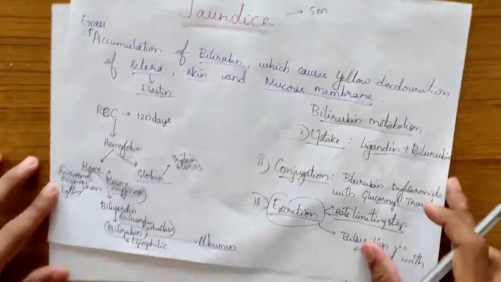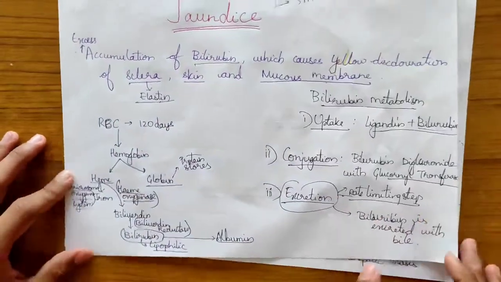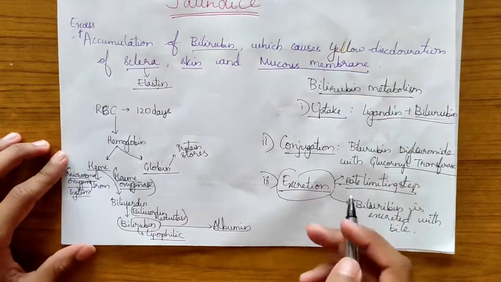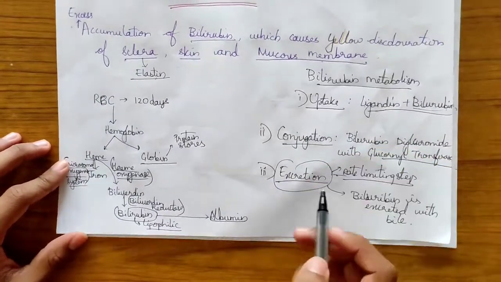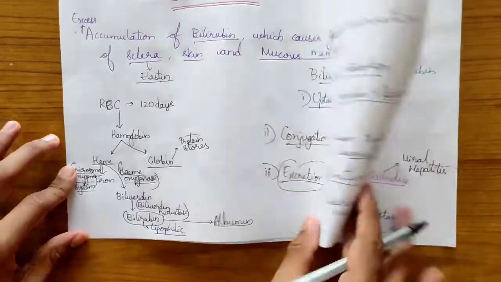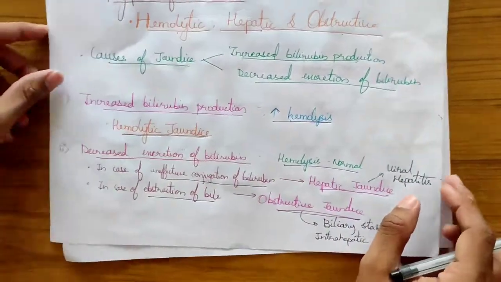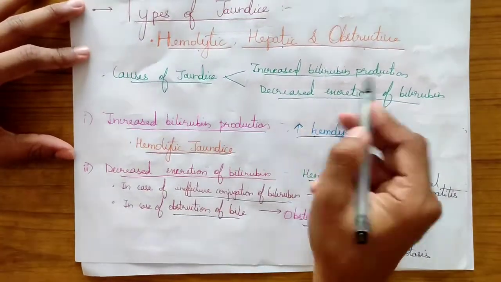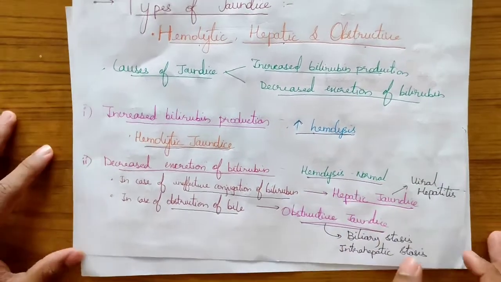So in this video we discussed what jaundice is and how it is caused by bilirubin excess, the bilirubin metabolism, and the process of hemolysis. We talked about the types of jaundice and the causes of jaundice: increased bilirubin production and decreased excretion of bilirubin.